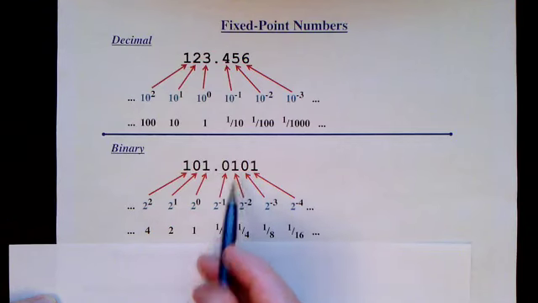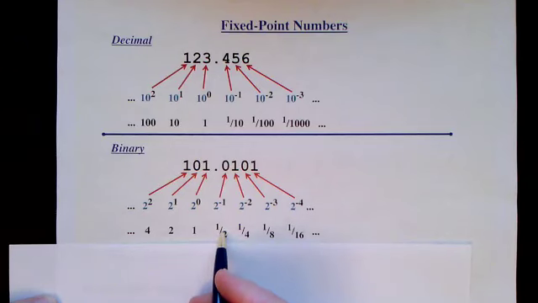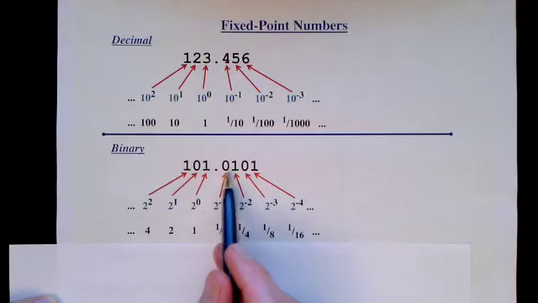To the right, the pattern continues in the negative direction. 2 to the minus 1 is 1 over 2. 2 to the minus 2 is 1 over 4. 1 over 8, 1 over 16, and it goes on, 1 over 32, 1 over 64, and so on. Those are the values of the places.